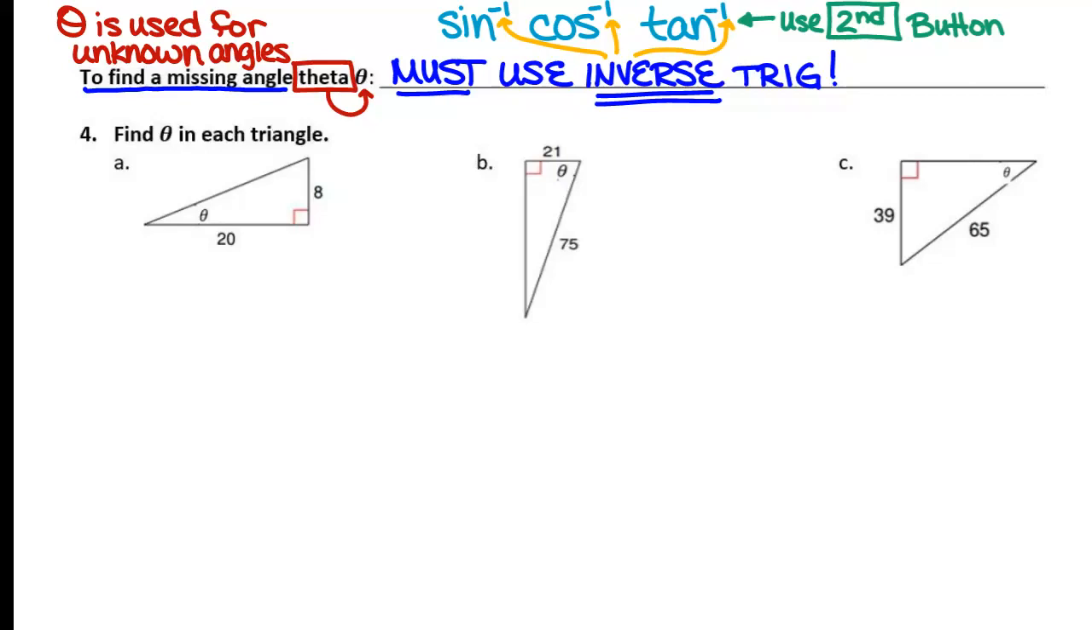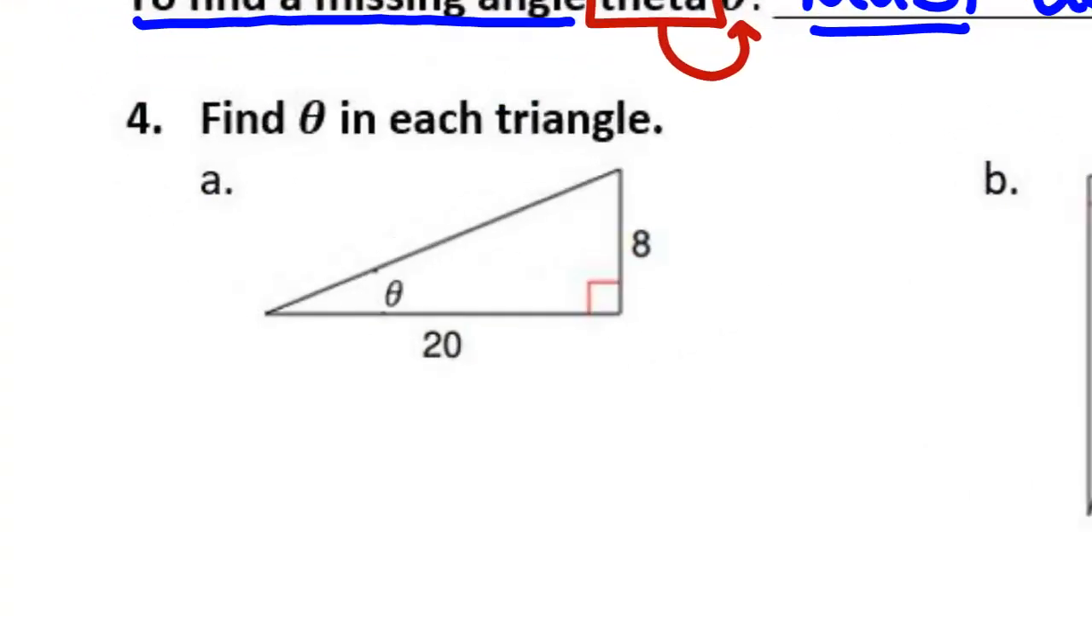So we're going to use inverse sine, inverse cosine, inverse tangent whenever we are looking for angles. If I'm looking for a side, I don't use the inverse, just when I'm looking for an angle. All right, so I'm going to demonstrate with example A on number 4 how we use these inverse functions. We're still going to follow our 3 steps that we did yesterday.